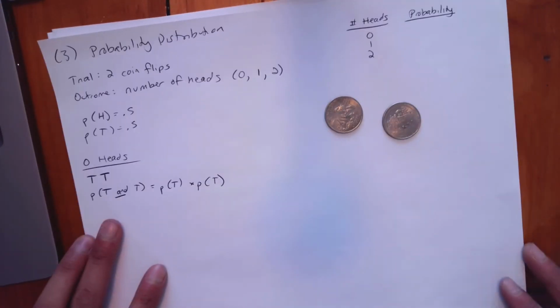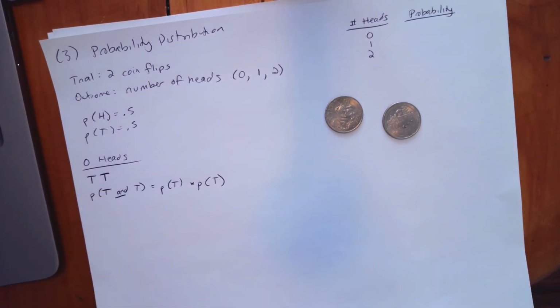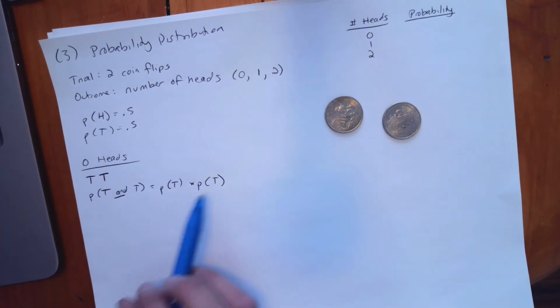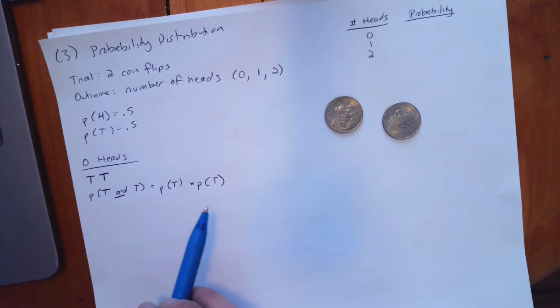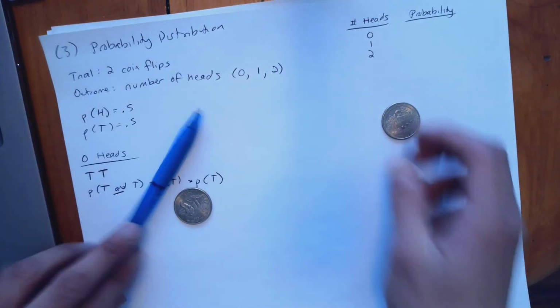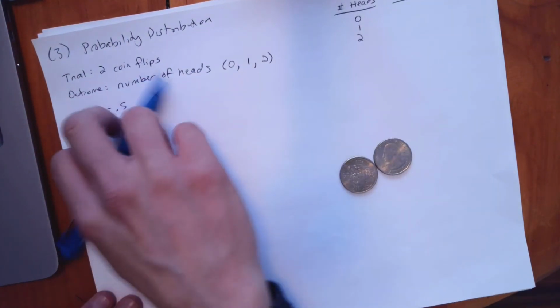So here we want to know the probability of getting tails and then tails again when we flip these two coins. And we're going to get that by multiplying the probability of getting tails times the probability of getting tails. And as a quick note, these would be independent events because your first coin flip does not in any way affect your second coin flip. Right? They're completely independent from each other.